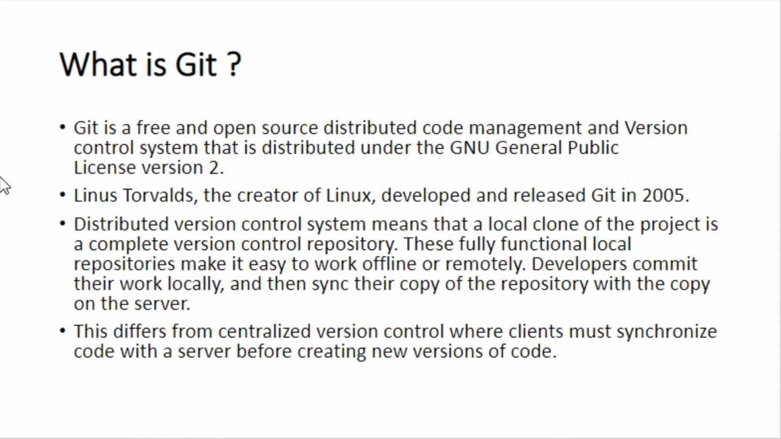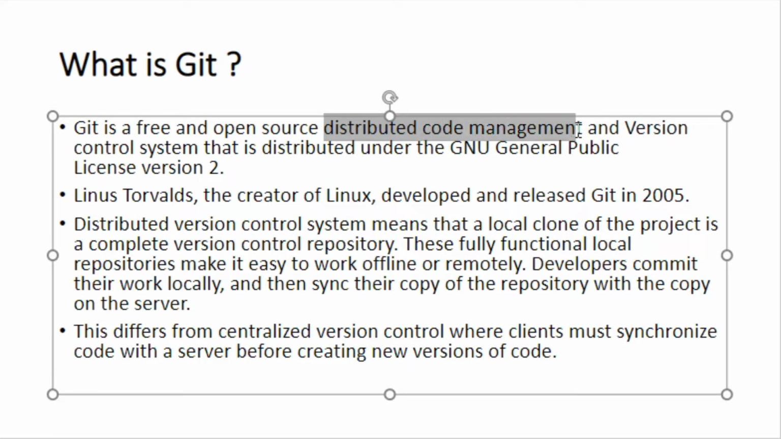So what is Git? Git is a free and open source distributed code management and version control system that is distributed under the GNU General Public License version 2. So here you can see two terms. First is distributed code management and another one is version control system. So let's see what it means.